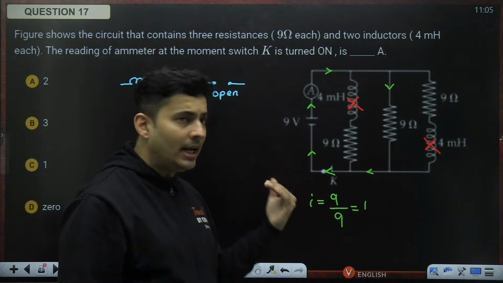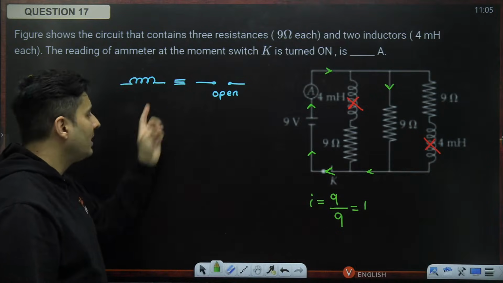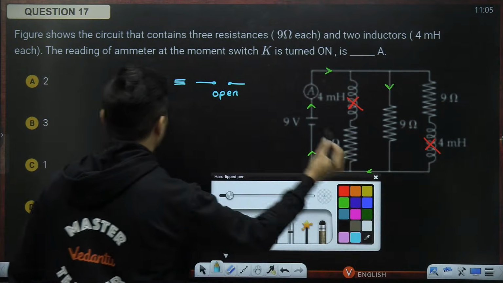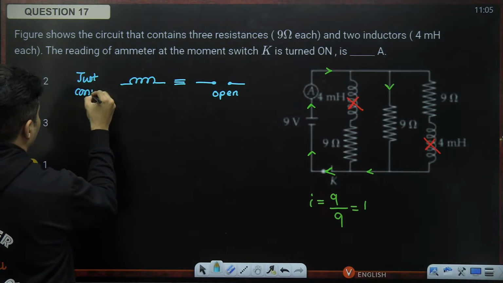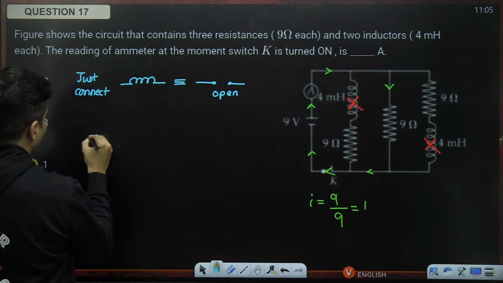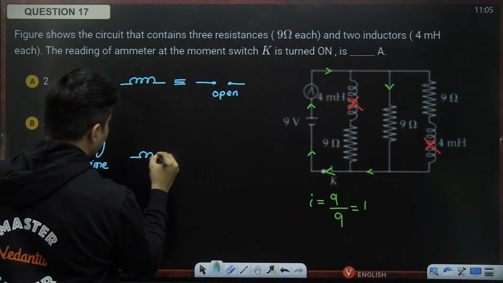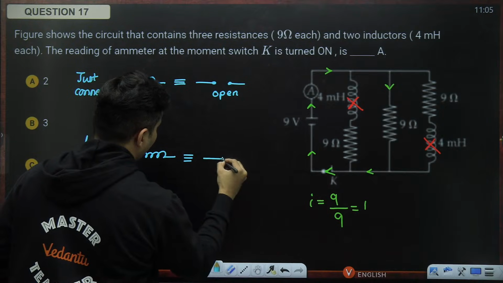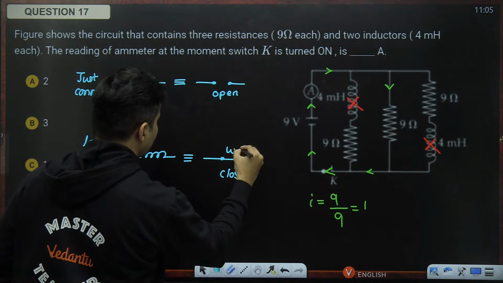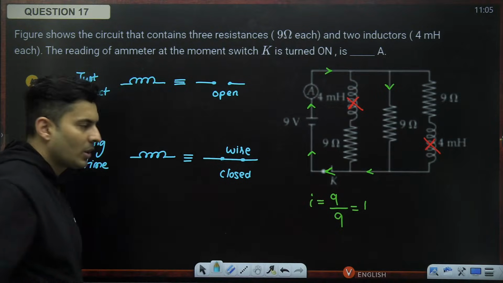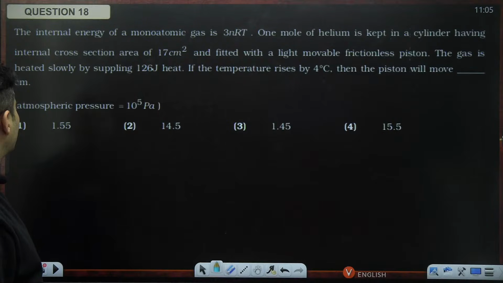After a long time, the inductor will behave like a closed wire. But this is how it behaves initially when it is just connected. After a long time, the same inductor will behave like a closed switch, or basically just like a simple wire. Okay, that's how it is. Moving on to the next one.